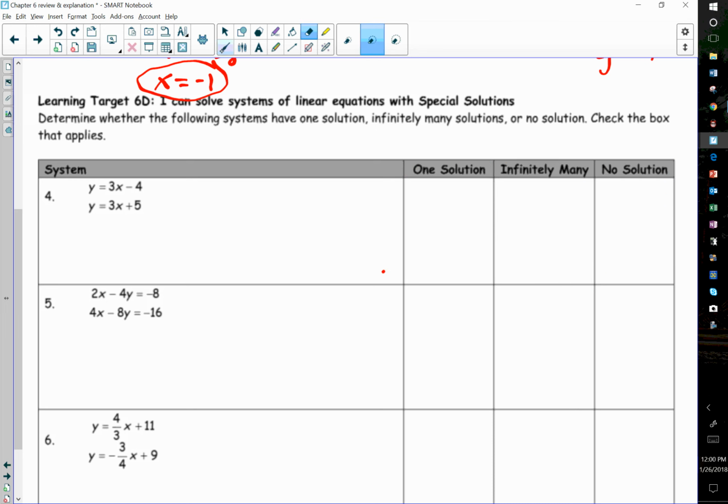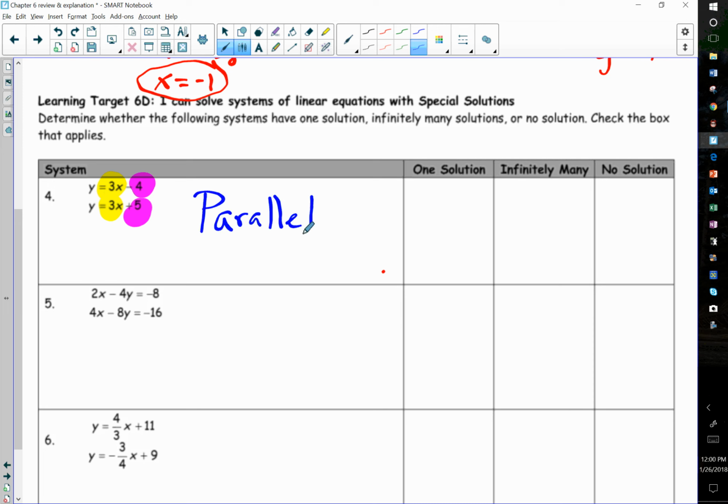So knowing that, if you take a look at the first example of this section, problem number 4, what you should notice is these two equations have the same slope and a different y-intercept. Two equations that have the same slope and a different y-intercept make parallel lines. Therefore, the answer to number 4 is no solution. They'll never cross.